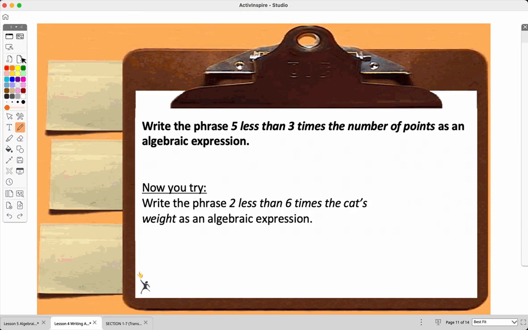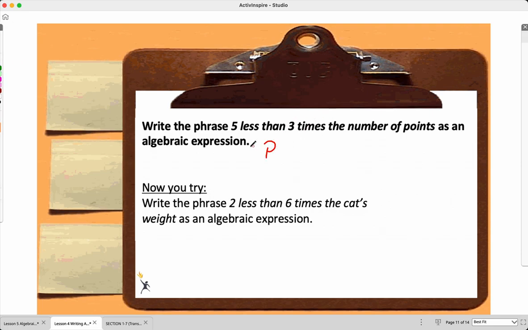Now we have a little more complex problem. I have multiple steps here, but I still find the first thing I do. I'm going to say let P equal the number of points. I'm going to use my hashtag, but that means number of points. So I'm going to say that's my answer. So what am I looking at? 3 times the number of points. So that's 3P, less than. So I did have to turn around, so I can't put 5 over here. I'm going to put minus 5. Okay? Your turn to give that one a try on the next one.